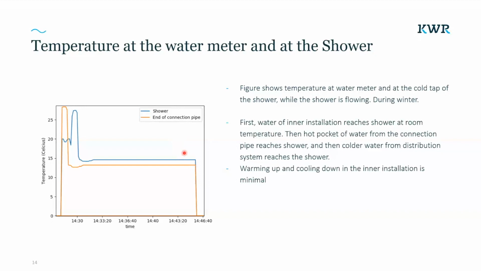So what this plot shows is that the maximum temperatures that end up at the shower, or any other tap for that matter, are almost completely dependent on the temperature of the soil surrounding the connection pipe, which in this case was 30 degrees Celsius. If that would be hotter, the water pocket would be hotter. If that would be colder, then the water pocket would be colder.